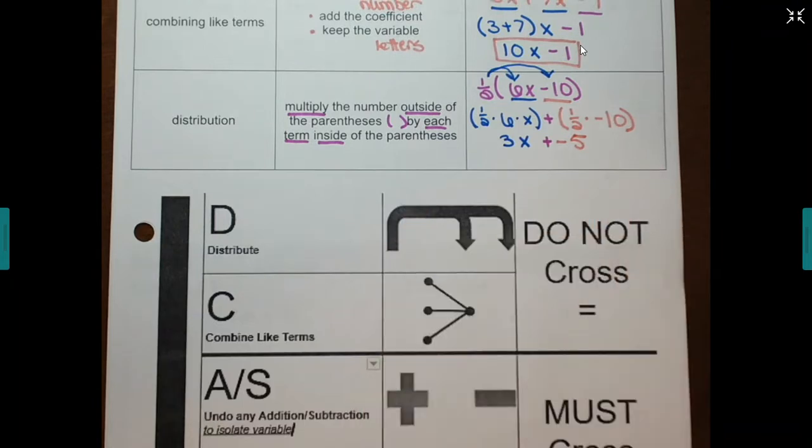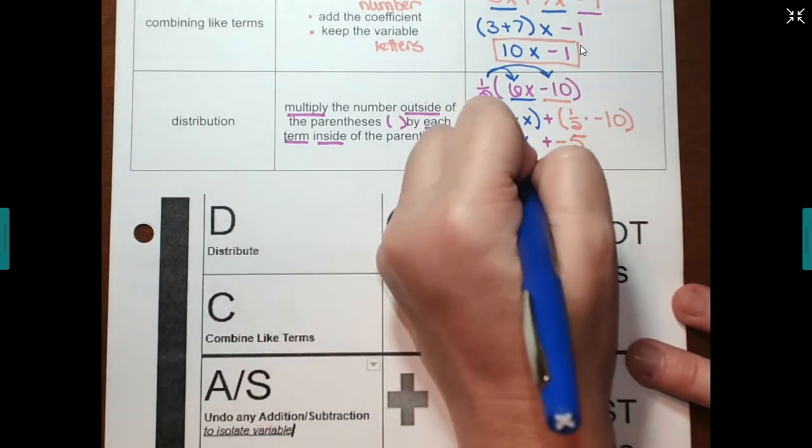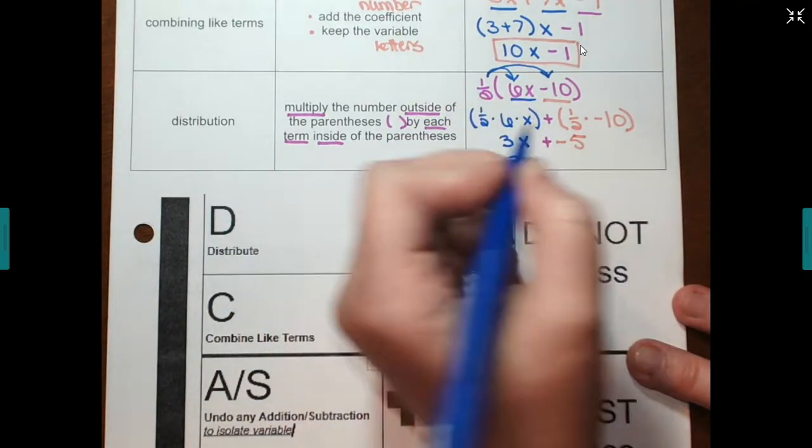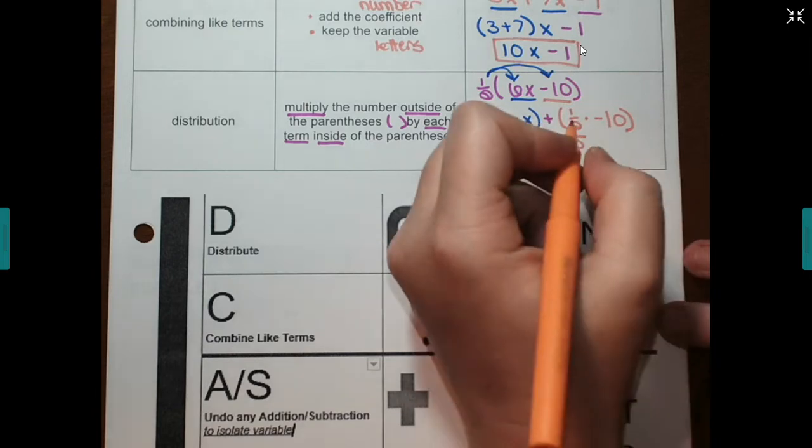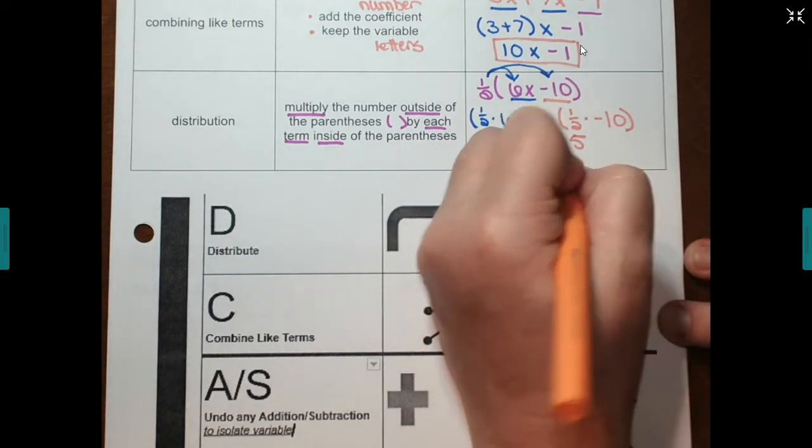so 5. There's one more thing we can do to simplify here. I have 3x plus minus 5. Plus minus always turns into a minus 5.